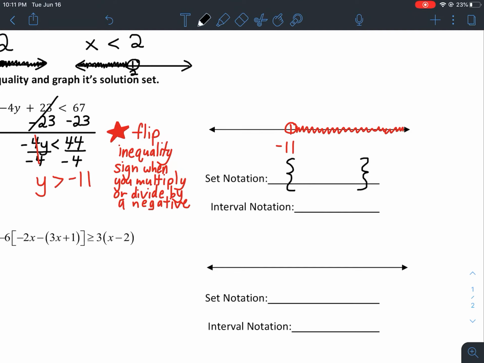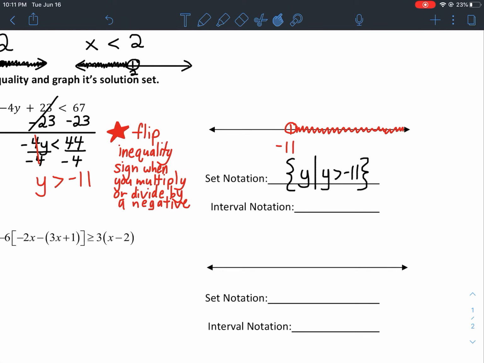And all you do for set notation is you name what your variable is that you're working with. So we are working with y in this case. And you put a line here, kind of like an absolute value bar, which means "such that" in math. And then you put what your solution was. Our solution is y is greater than -11. So that's it for set notation.